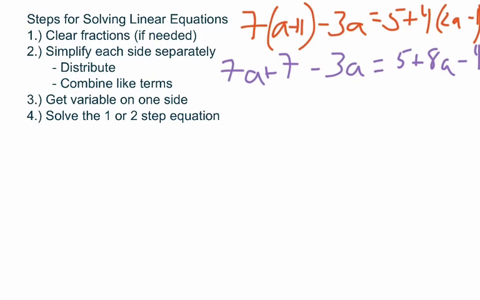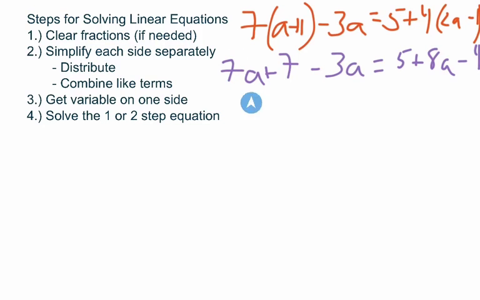After you've done any distribution, then you're going to combine like terms. Now, don't combine this a with this a over here on the right side. You're keeping the left side of your equation separate from your right. Is it possible for you to combine them by adding 3a to both sides? Yes, but I don't want you to do it. We're going to follow the plan.